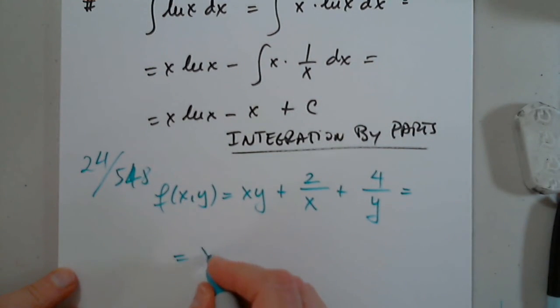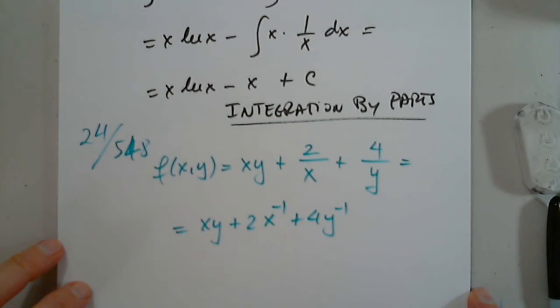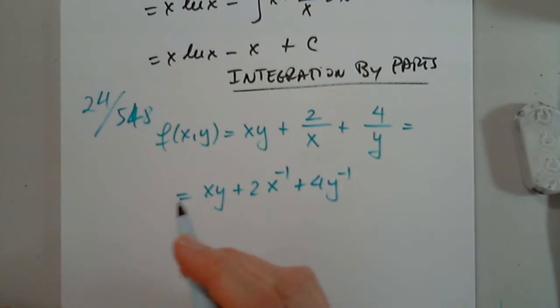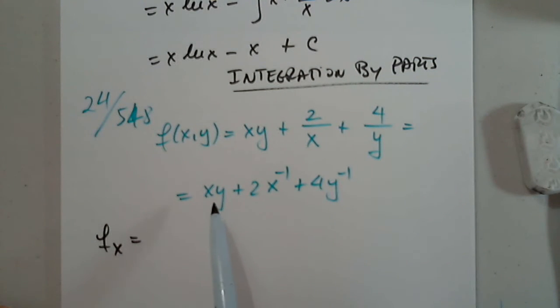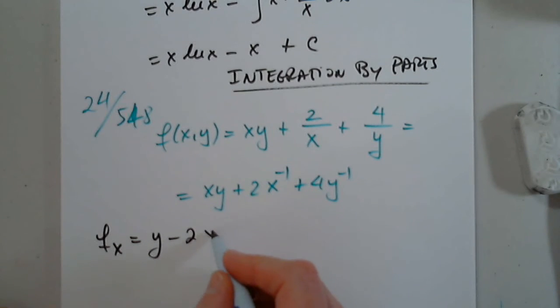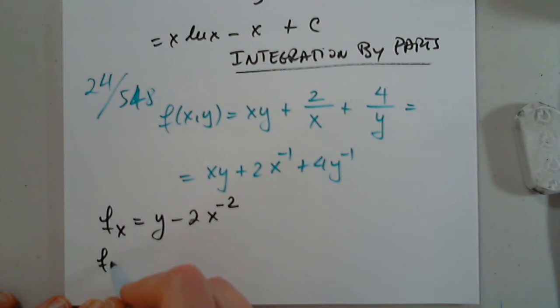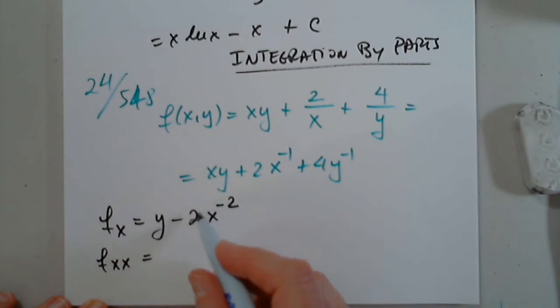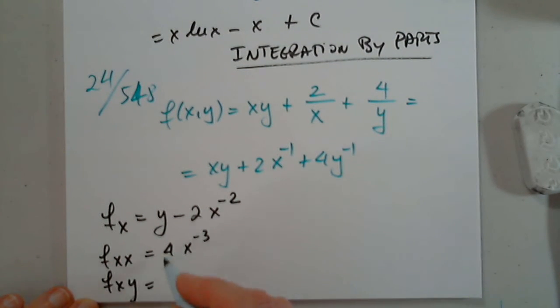So I will rearrange it a little bit as xy plus 2x to negative 1 plus 4y to negative 1 to make my life easier to differentiate. Let's see where we're getting. And I'm assuming that you're looking at other questions, right? So fx, when I differentiate with respect to x, y is fixed. So this is y. This is fixed as 0. So this will be negative 2x to negative 2. Okay, and now fxx will be 4x to negative 3. And fxy will be 1.